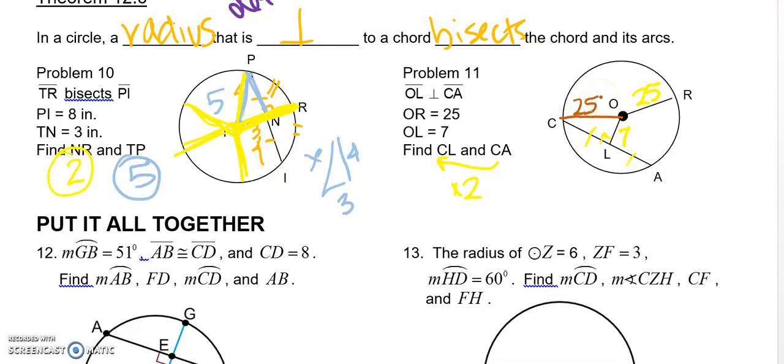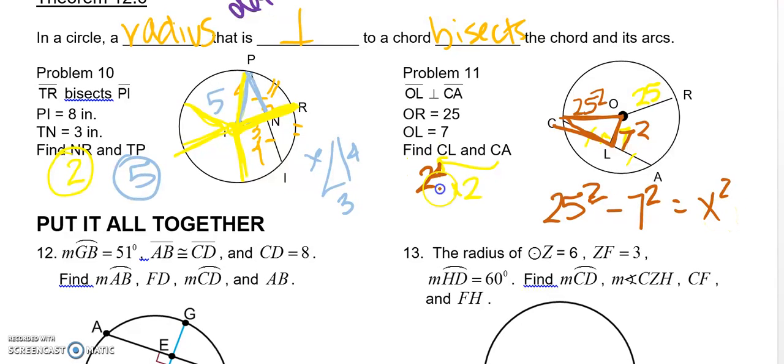So again, like on the last problem, knowing that all the radiuses would be the same, this is going to be 25 also. So because we know OR, we can now assume that OC is also 25. And now we have this right triangle to do 7 squared, 25 squared, and we're looking for that. So it really turns into 25 squared minus 7 squared equals x squared to get the value of CL, which turns out to be 24, and then CA is double at 48.